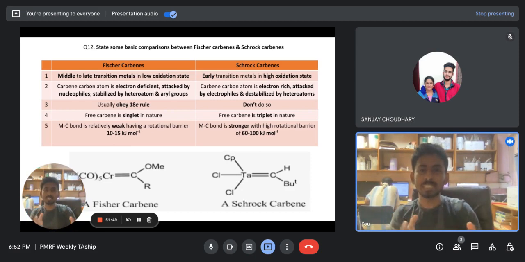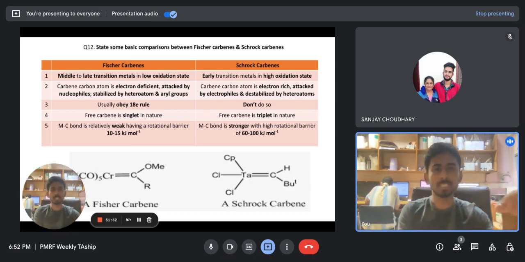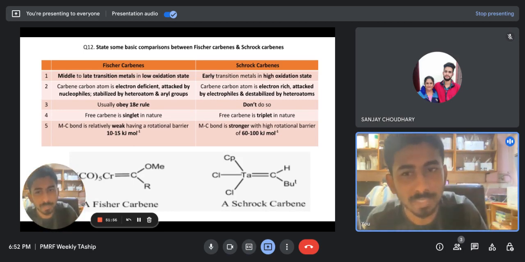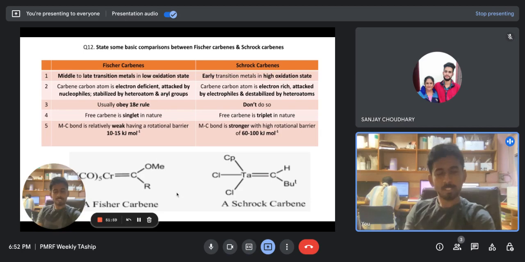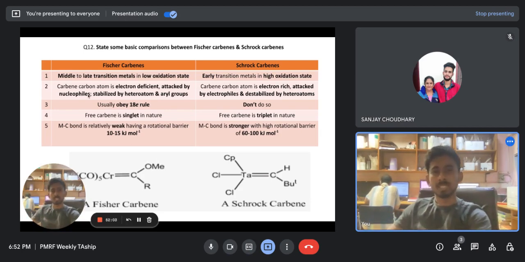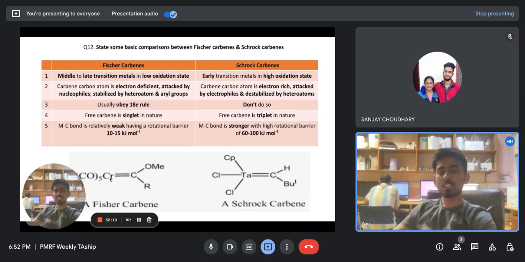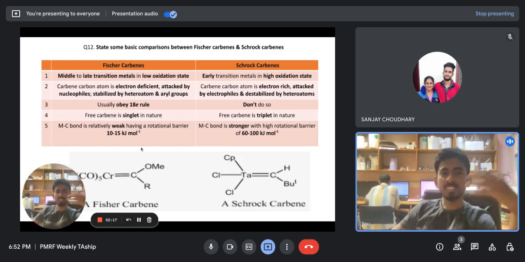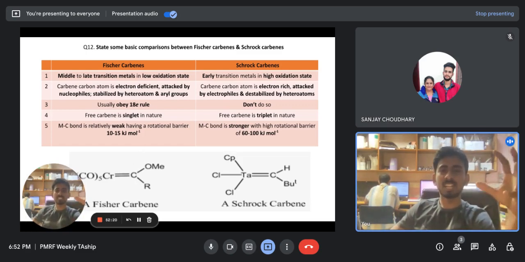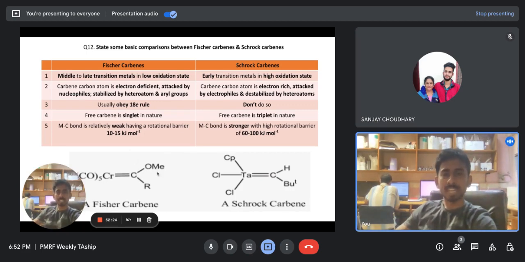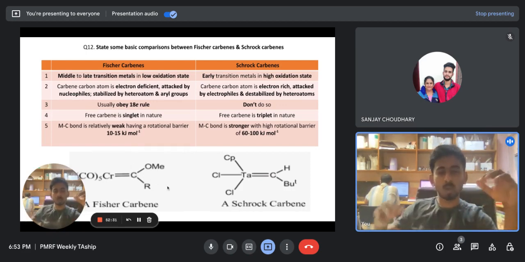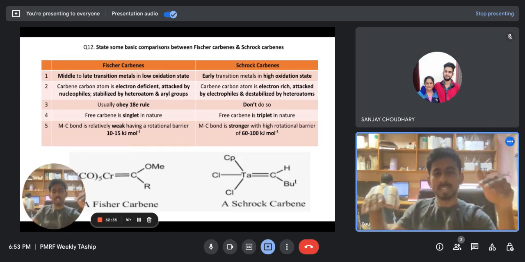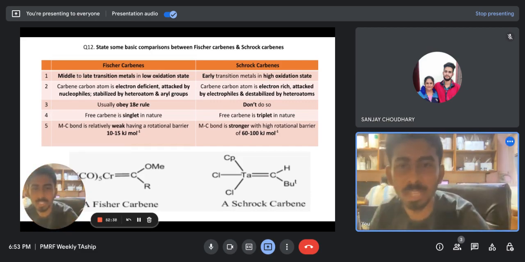So middle to late transition metals are characteristic of Fischer carbenes, and early transition metals are characteristic of Schrock carbenes. Let's come to the carbon center then. The carbon here is electron deficient, because the chromium metal is electron rich, negatively charged, so the carbon will be positively charged. Being electron deficient, it will be attacked by nucleophiles, that is, the negatively charged molecules. It is stabilized by heteroatoms and aryl groups, because the carbon has carbocationic behavior. Molecules that can donate electrons to the carbon will be able to stabilize it.